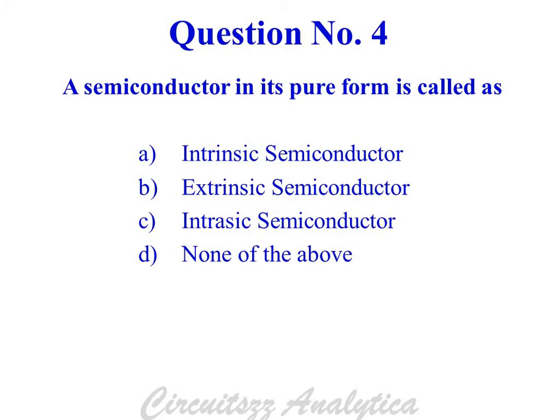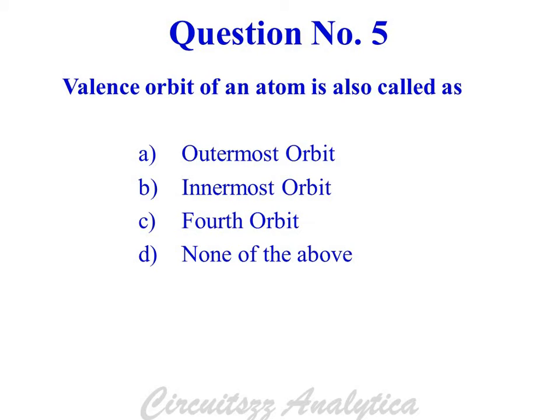A semiconductor in its pure form is called as intrinsic semiconductor. After adding impurity, semiconductor becomes extrinsic semiconductor. Valence orbit of an atom is also called as outermost orbit.